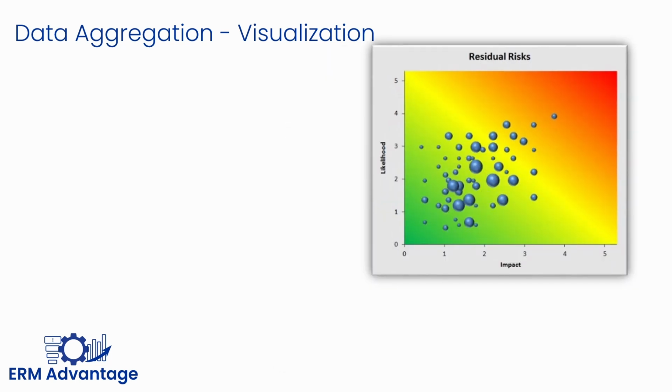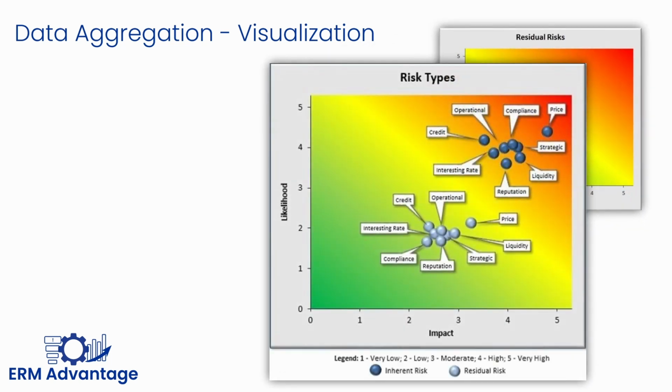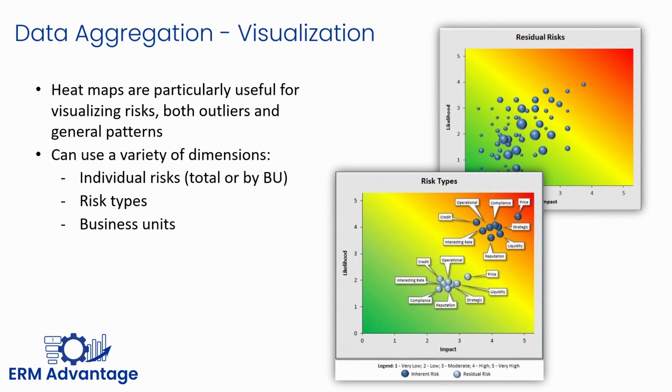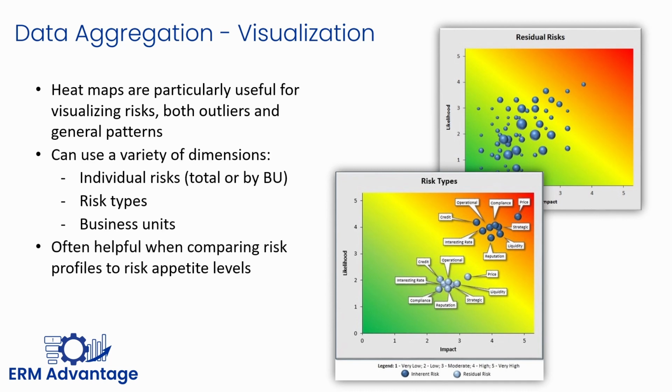You could also do the same thing with the risk types. Again, we've got the data. You could do the same thing by business units. There's a number of ways that you could do this. So the nice thing about heat maps is, again, they really help us visualize both for outliers as well as for general patterns. When I look at the concentration of my risks, that should align with my overall risk appetite philosophy.